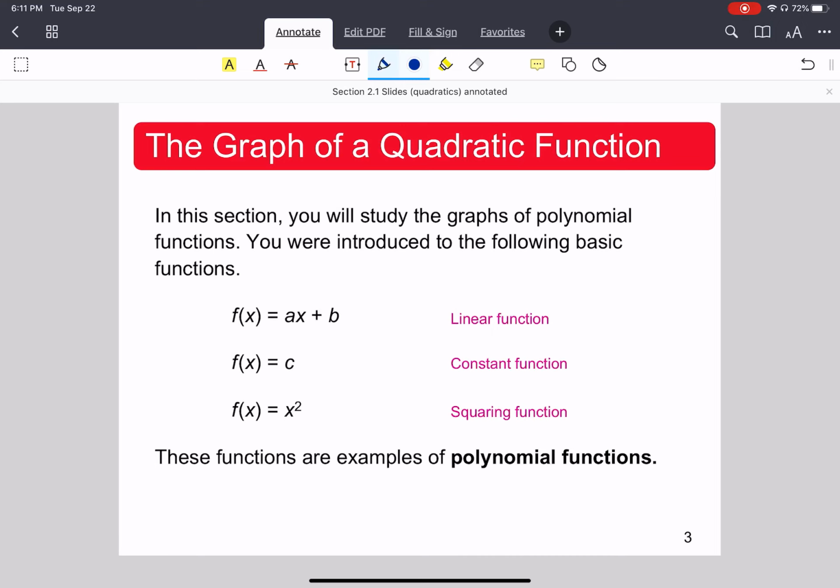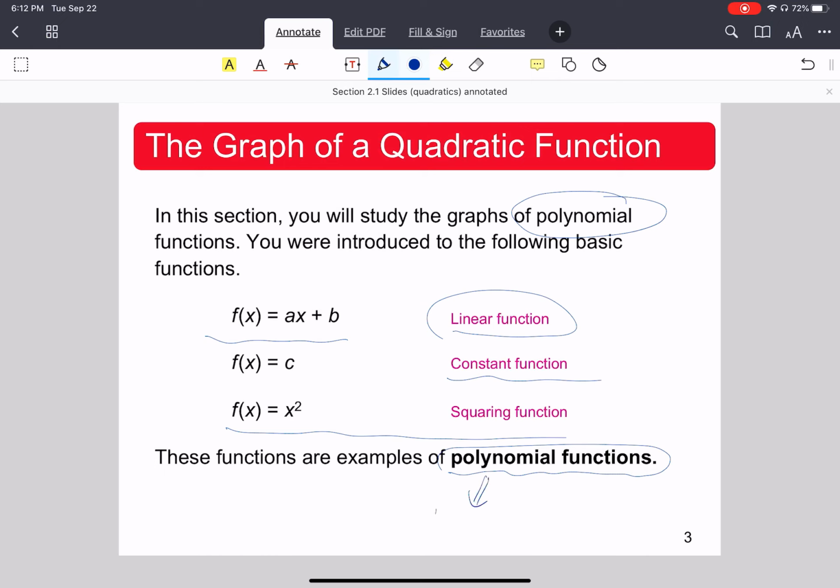Here we study the graphs of polynomial functions. So generally speaking, polynomials are general names of functions. Previously you knew that linear functions exist, and we talked about types of linear functions, things like constant function, horizontal function, vertical function, vertical equation, and things like that. But we also learned about squaring function and some of the other parent functions. So these are basically examples of polynomial functions.